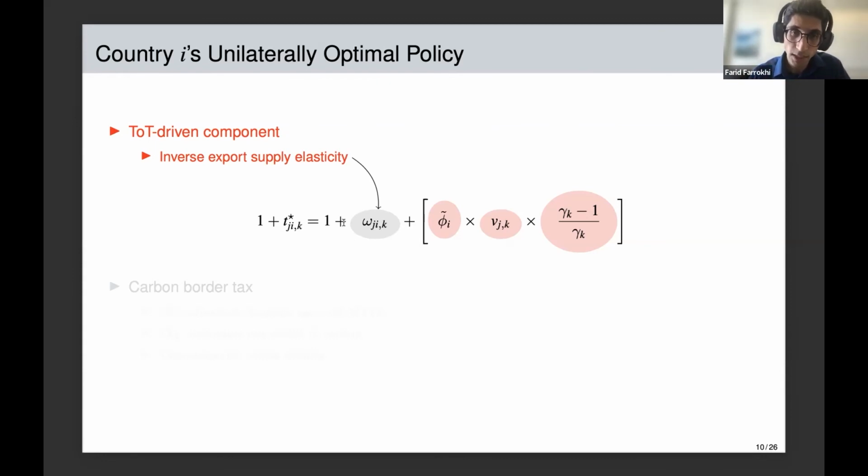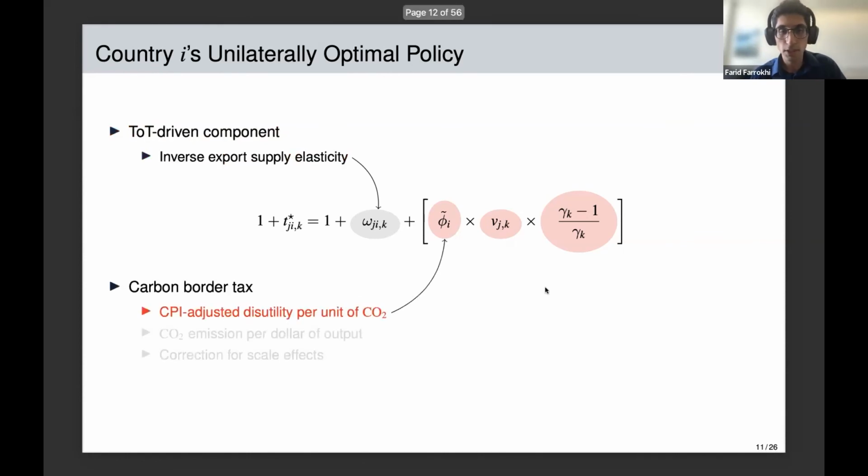The first one, which is this shaded gray omega, is a function of inverse export supply elasticity. If we didn't have any care for climate, then the only thing that we would have is this term that has been also studied elsewhere. What it does is manipulation of terms of trade to the benefit of the home country. But there's also this other term, which is what we may call a carbon border tax. To the extent that a government can, it taxes untaxed emissions or production outside of its boundaries.